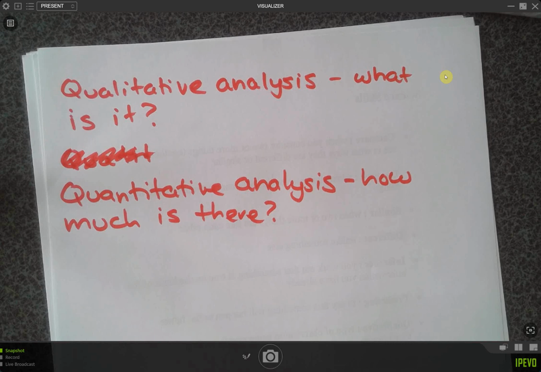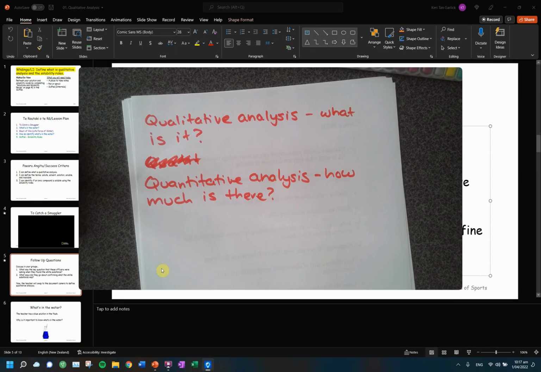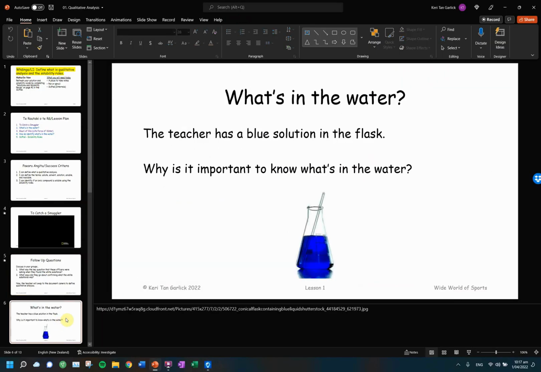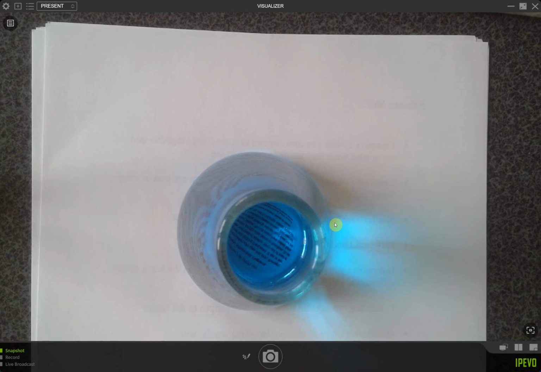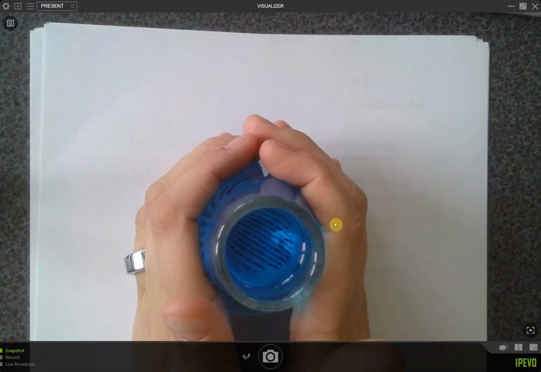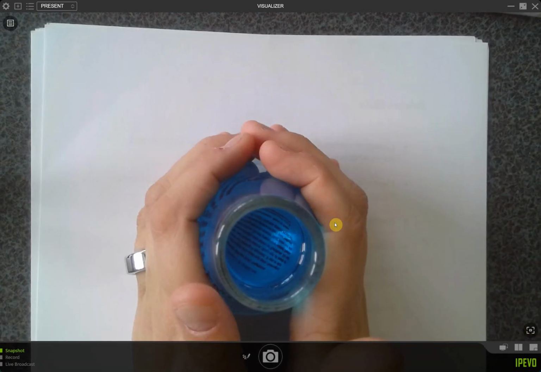Are we good? All right, the next thing that I have on our agenda is thinking about water and why it would be important to know what's in a solution. So I'm going to put on my document camera here a flask of blue water, and I'm going to show it to you guys so you can see it. So I want us to think about reasons why I would want to know what's inside this blue flask. Because it's colored blue.